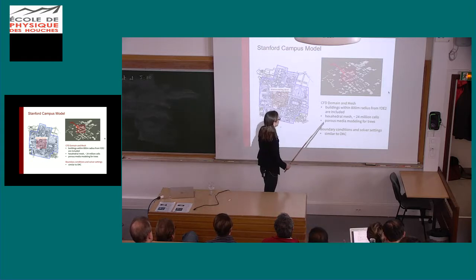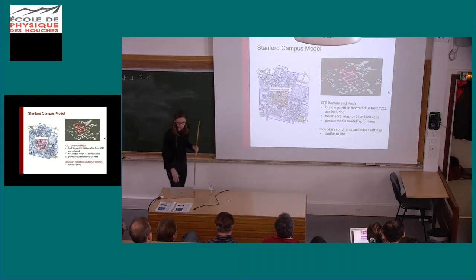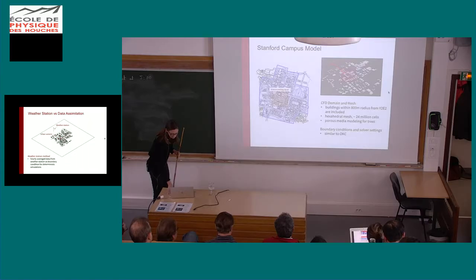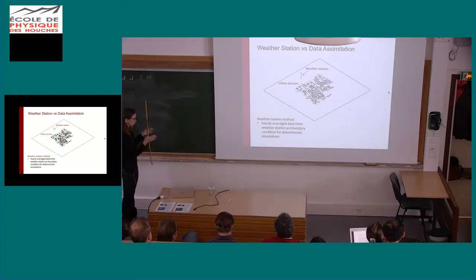In the Oklahoma City model, we didn't do tree modeling, and we could really see that that might affect the accuracy of our predictions. So here we do parameterized modeling for trees as well. The boundary conditions and solver settings are all very similar to what we did for Oklahoma City. So what we wanted to do is compare what people do today in engineering practice, and how we could improve that when we actually do data assimilation.